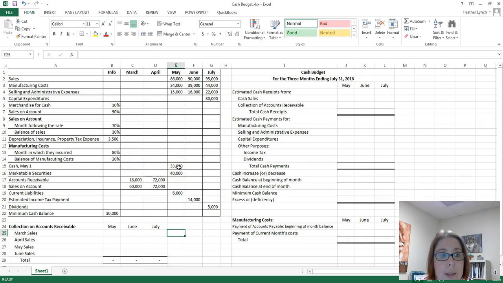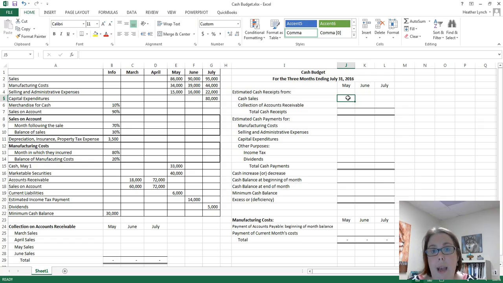Our cash balance beginning May 1st is $33,000. We have marketable securities of $40,000. Here's our accounts receivable for March and April, our sales on account for March and April, and what our current liabilities are. We estimate in June to have an income tax payment of $14,000. We have dividends that we're going to pay in July of $5,000, and we want to maintain a minimum cash balance of $30,000. So with all this information we can put together a cash budget. Let's first look at cash sales.